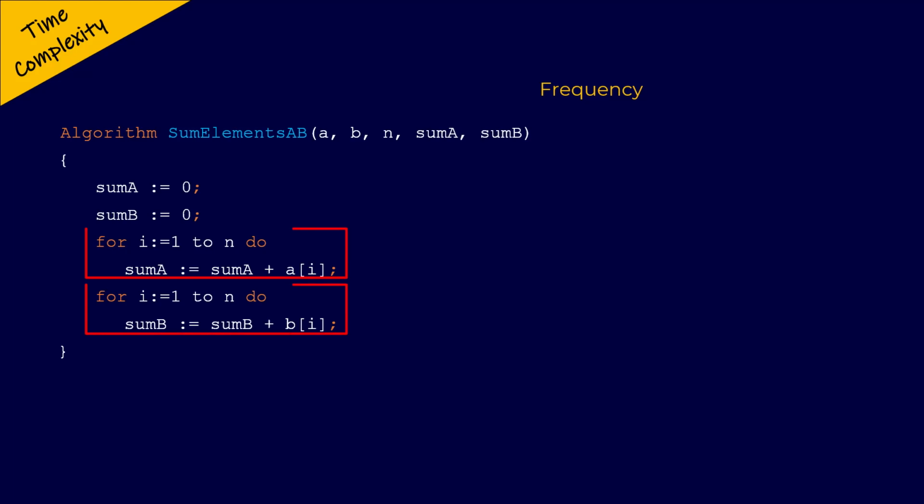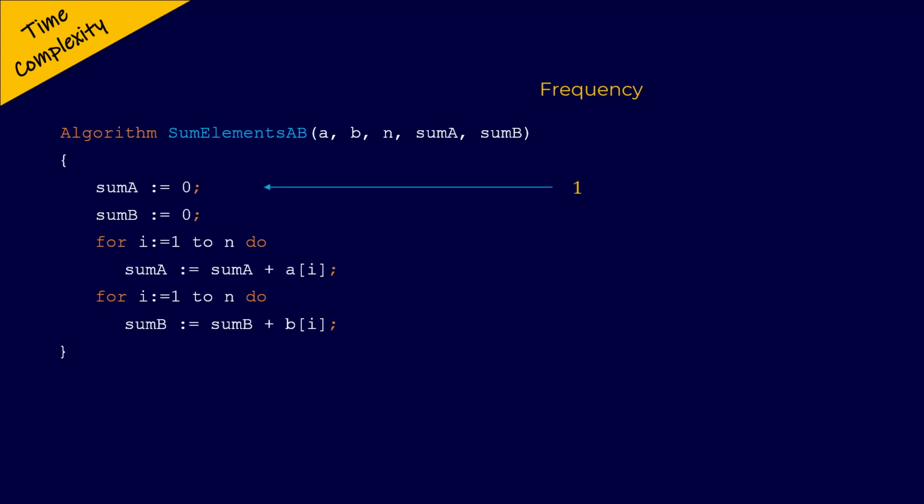This algorithm has two separate for loops and these for loops are not nested. This algorithm computes the sum of elements of array A and sum of elements of array B. So we have the parameters A and B, which are the two arrays, and the parameter n, which is the size of array A and array B, and we also have the parameters sum A and sum B, which will store the sum of elements of array A and array B. Let us compute the overall time complexity of this algorithm.